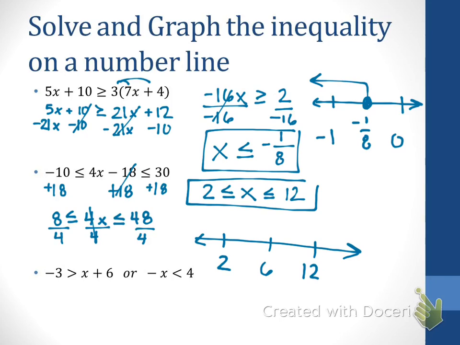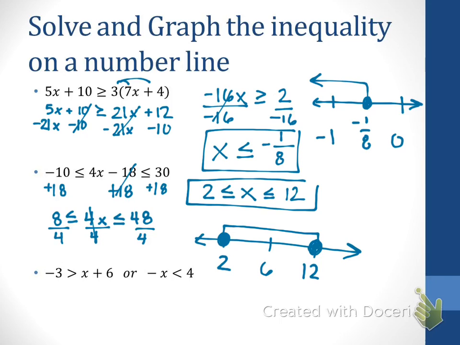What type of circle am I going to have over the 2? Closed. What type of circle am I going to have over the 12? Closed. Now, because x is between 2 and 12, should I shade opposite or should I connect the dots? Connect the dots, because we want to shade everything between the numbers 2 and 12.